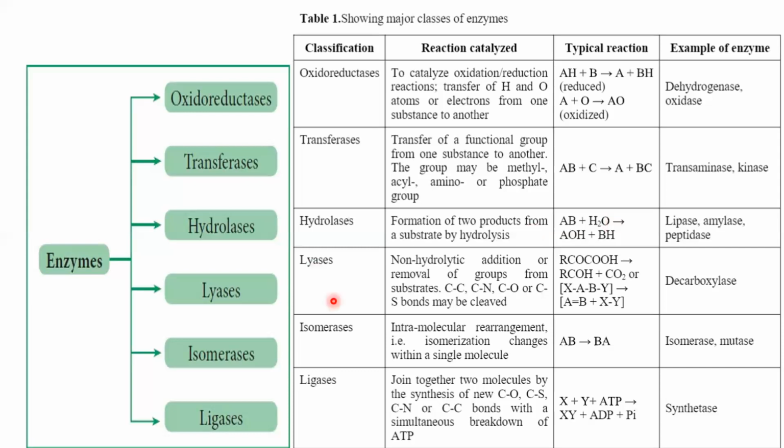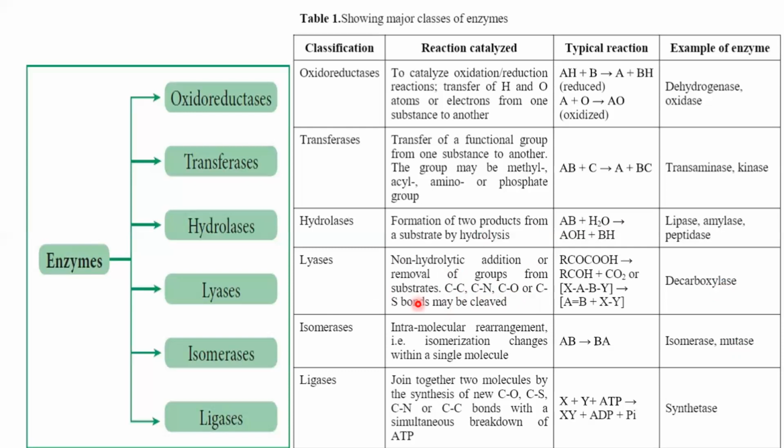Then lyases. Lyases are non-hydrolytic addition or removal of groups from substrates having C-C, C-N, C-O or C-S bonds. So these bonds will be removed. The ketone, carboxyl or nitrogen bonds will be removed by these lyases. One best example of lyases is decarboxylases.